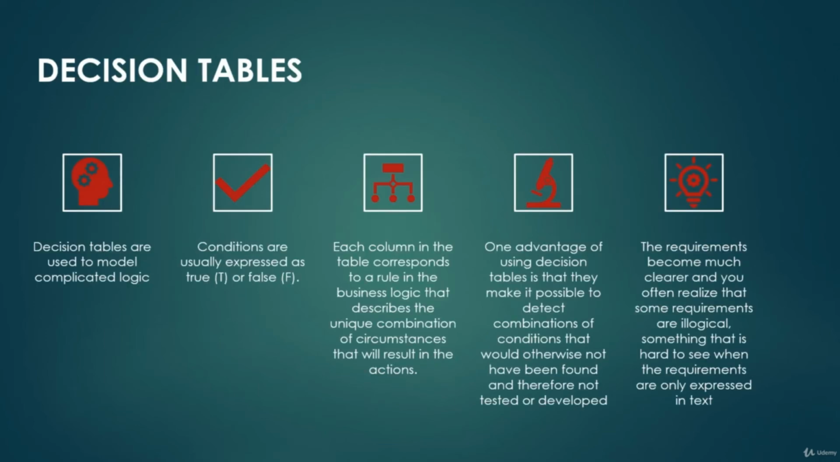Now I'm going to talk a little bit about decision tables. Decision tables can be taken as something very complex or something very simple. They should be used to model very complicated logic, where we have lots of possible permutations that can be taken into account. Conditions in the decision table are generally expressed as true or false. Then you will have different columns that correspond to a rule in the business logic, and each describes a unique combination of circumstances, what will happen if you combine these elements.